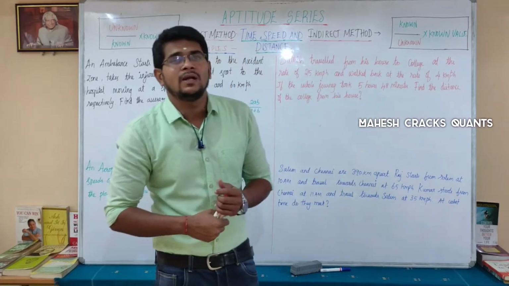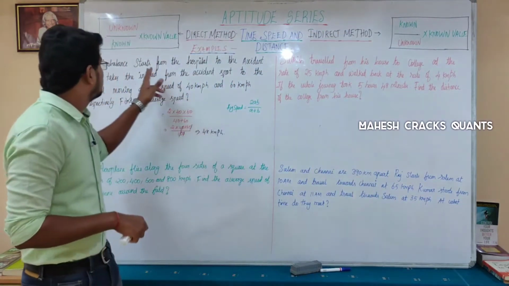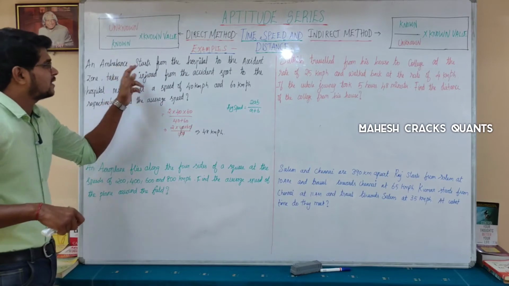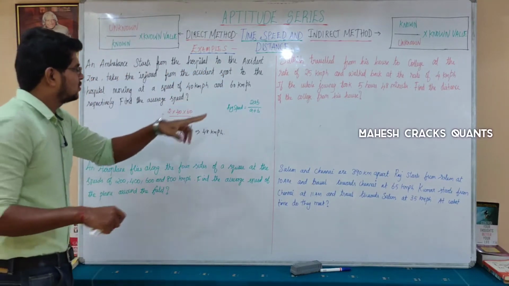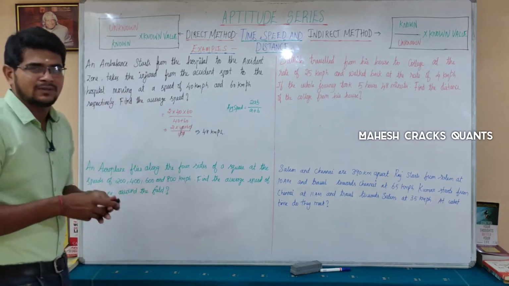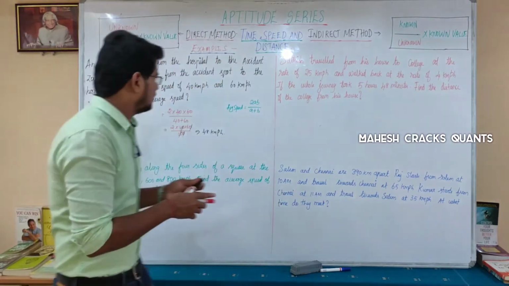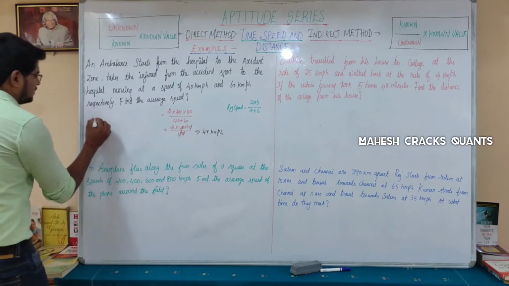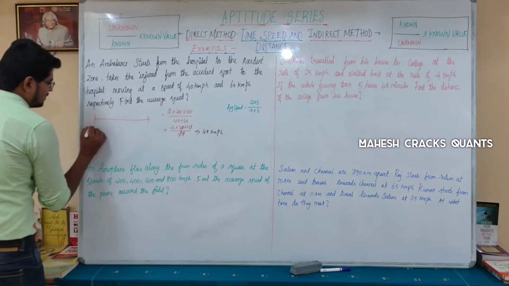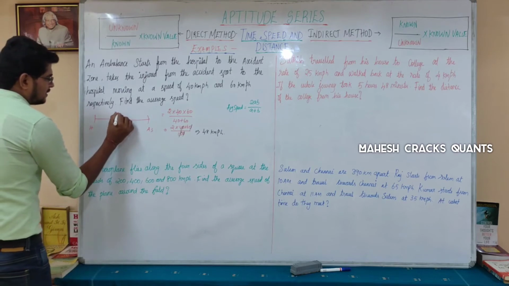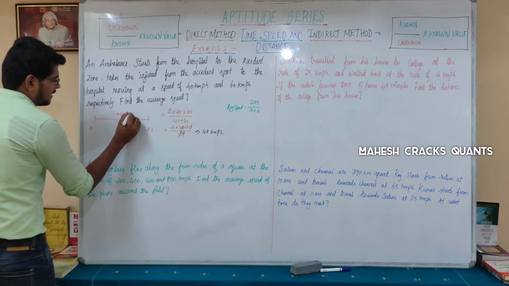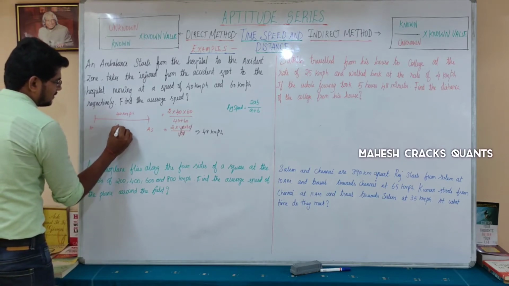If you don't know the formula, what do you have to do? You know that the ambulance goes from the hospital to the accident spot and from the accident spot to the hospital at the speed of 40 km per hour and 60 km per hour. If you don't know the formula, just follow this. So this is the hospital and then this is the accident spot. While going, he is going at 40 km per hour and returning at 60 km per hour.